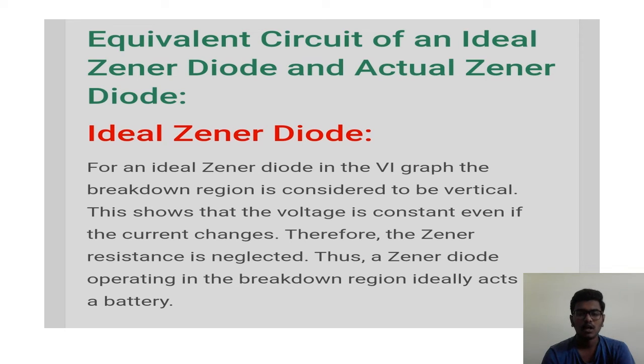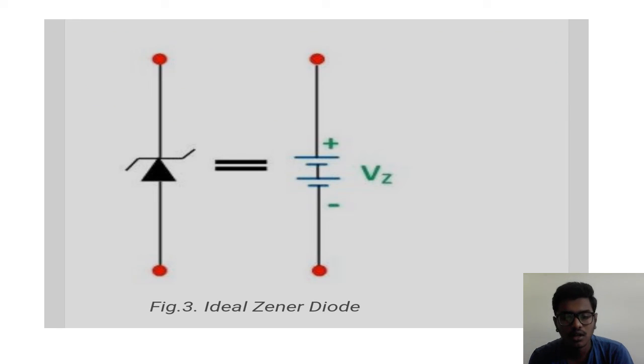Equivalent circuit of an ideal Zener diode and actual Zener diode. For an ideal Zener diode in the VI graph, the breakdown region is considered to be vertical. This shows that the voltage is constant even as the current changes. Therefore, the Zener resistance is neglected. Thus, a Zener diode operating in the breakdown region ideally acts as a battery. Here is the figure of an ideal Zener diode. We can look into the figure.